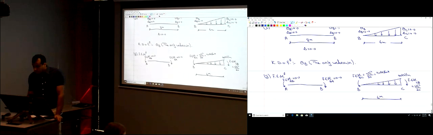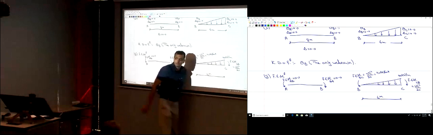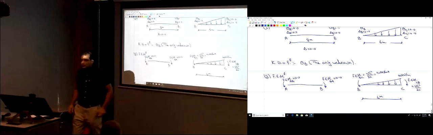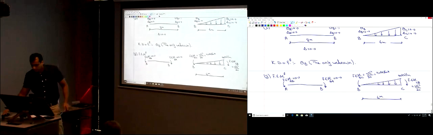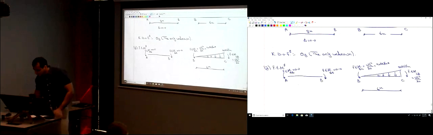Where are you getting 40 from? The height, the intensity of the loads. I thought it was 6. Should be 6, right? Oh, okay. This is 6. Okay. 6 kilonewtons per meter. Okay.